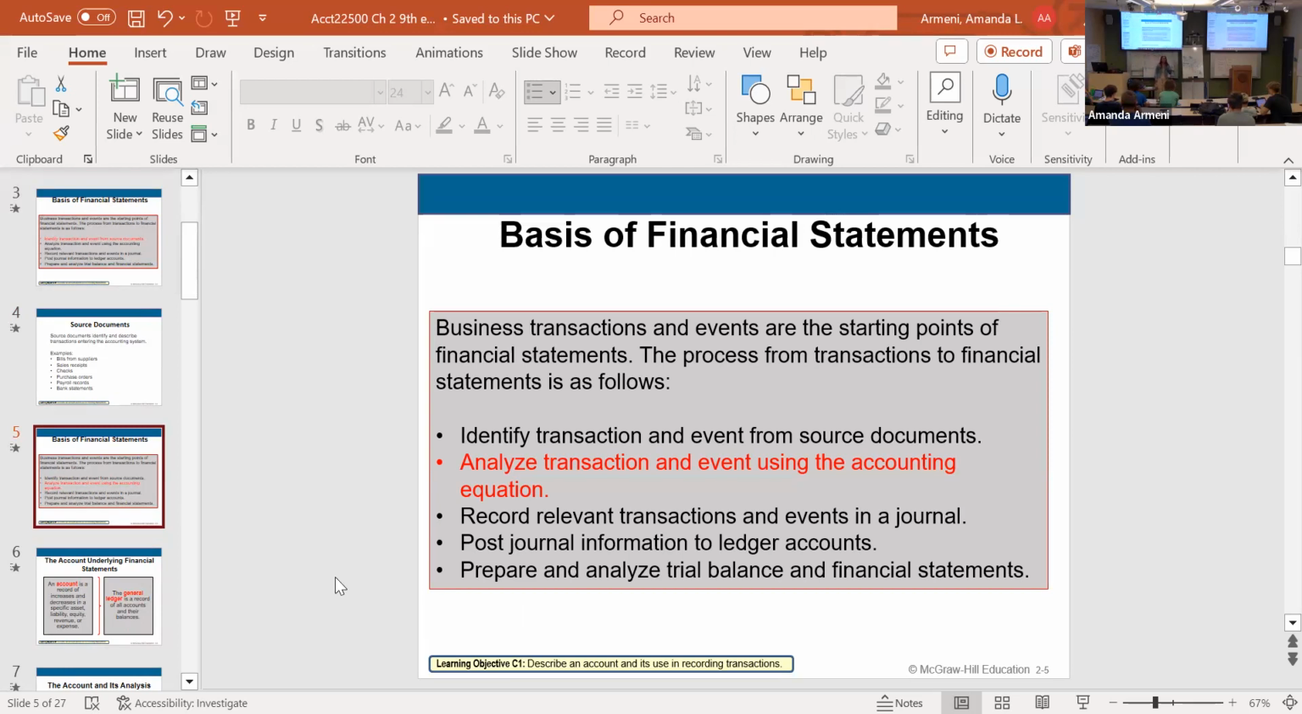In chapter 2, we also said, okay, once we know that an event has occurred, right? We have to analyze that event in terms of our accounting equation. That's where our 3 questions came into play, right?